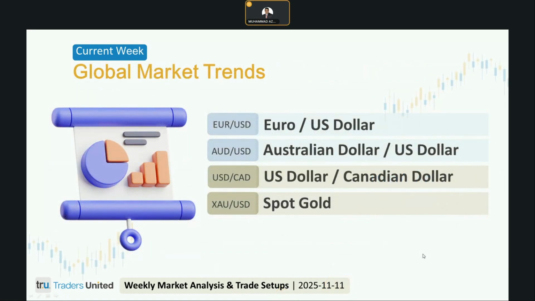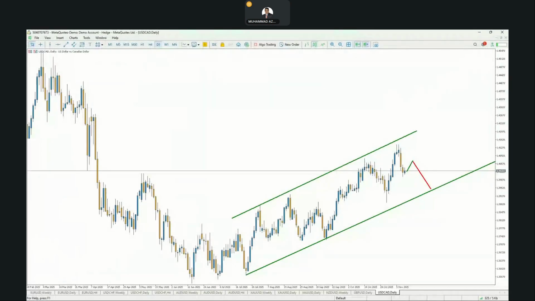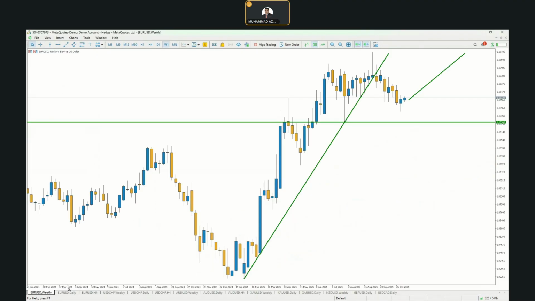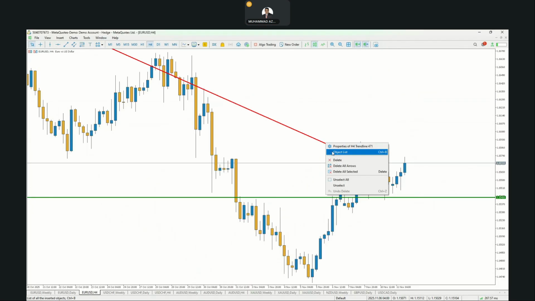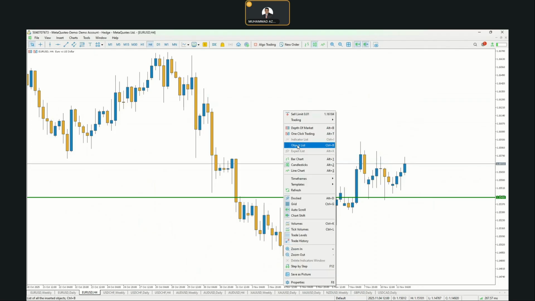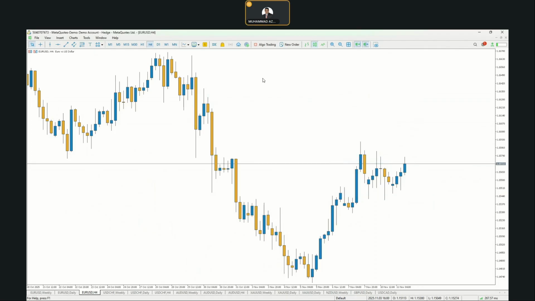The next one is the global market trends. Let's talk about the euro dollar and then the AUD USD currency pair. The first one is the euro dollar, and we got this breakdown over here, but price action is still holding above the 1.1390 level. If you take a look at the daily time frame, it looks bearish. However, the 4 hour is actually kind of trying to rise up over here.